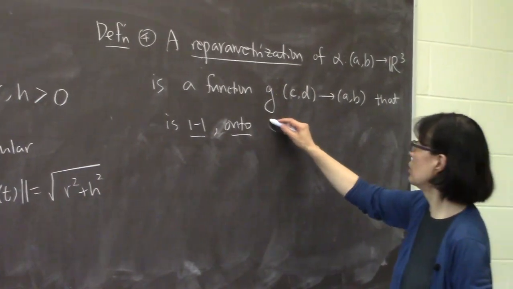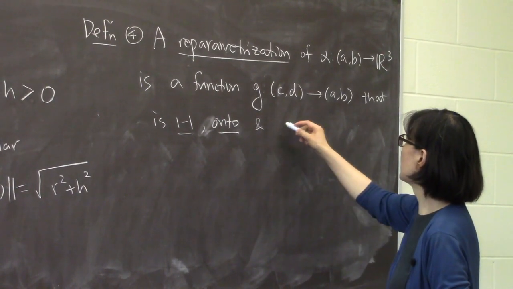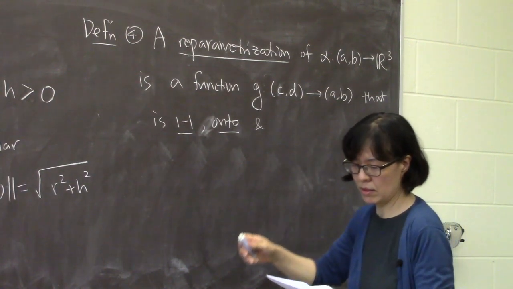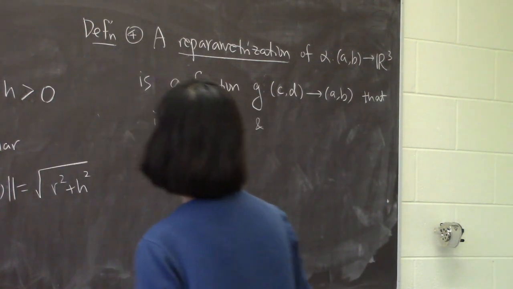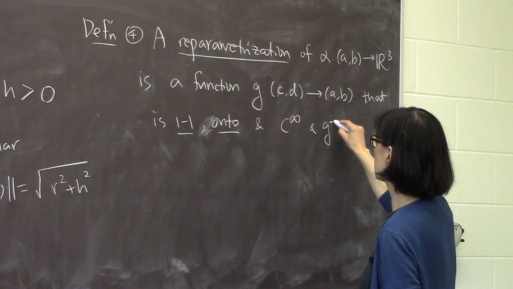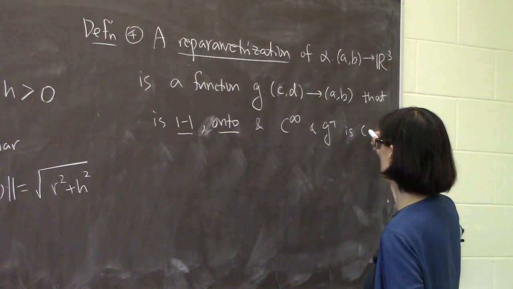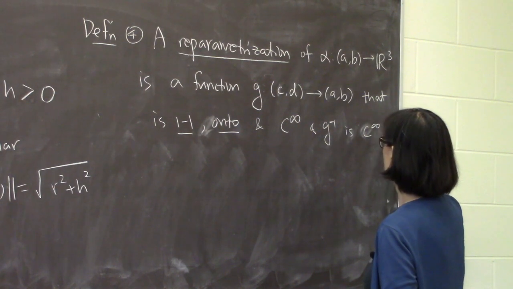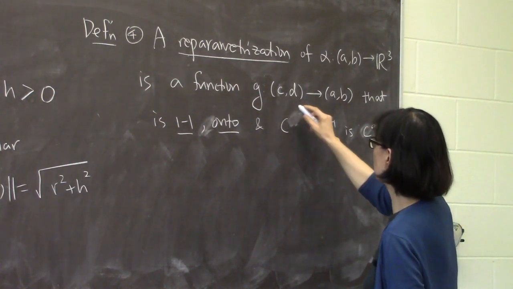And also, let's see. The g itself is C^k, and its inverse, g inverse, is C^k, or C infinity.